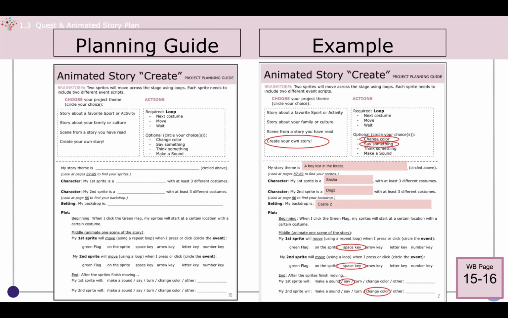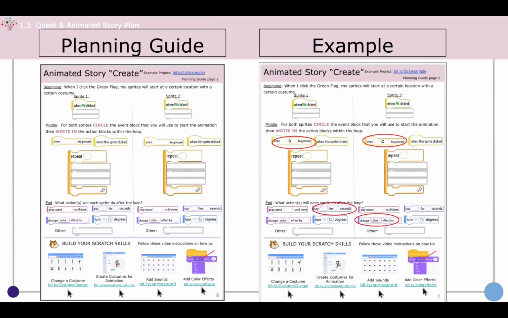And at the end, after the sprites finish their looping actions, they will define what each sprite will do, either make a sound, say something, turn, change color, or another action block that they choose. And on the right, we've got the examples of things that are circled and things that are written in so that you can explain to them or show to them how exactly they should be filling out this planning guide, this first page.